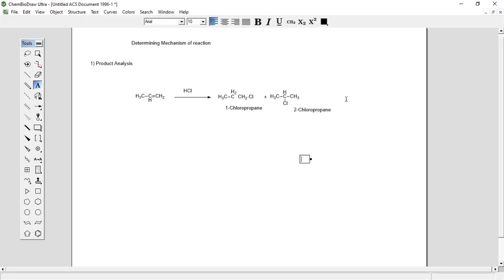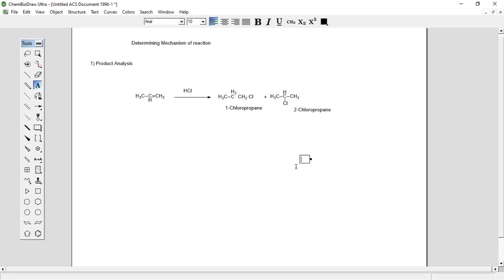So Markovnikov's rule is nothing but what? The negative part of your reagent adds to the carbon that has fewer hydrogens. In this reagent, H plus and Cl minus, the negative part is Cl minus and the positive part is H plus. So in this reaction, when the carbocation forms, the middle carbon has fewer hydrogens, so the negative part adds to that carbon. By analyzing the product you can determine the mechanism of reaction.